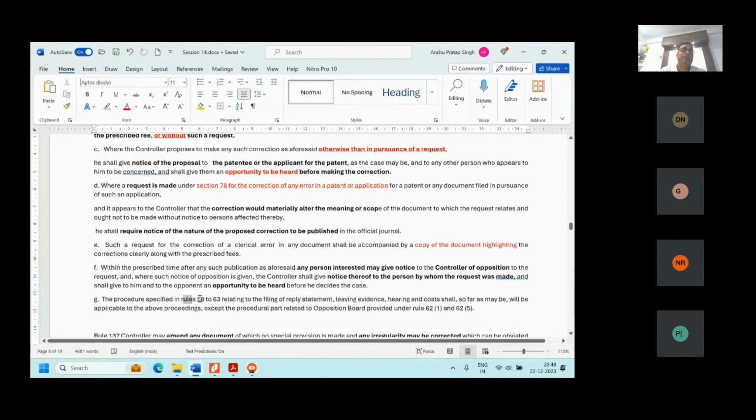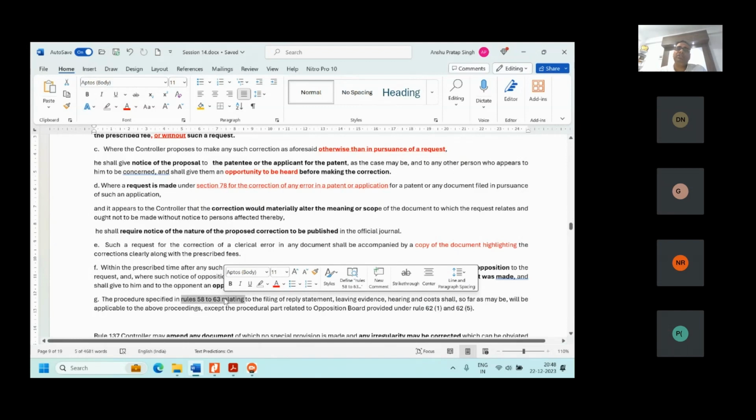Rules 58 to 63 relate to the general format, which I have discussed earlier, and that's how it happens. All the opposition proceedings work like that, except for one thing: in a post-grant opposition, an opposition board is formed. That is the only difference from other opposition proceedings. Otherwise, all the oppositions work in the same manner.